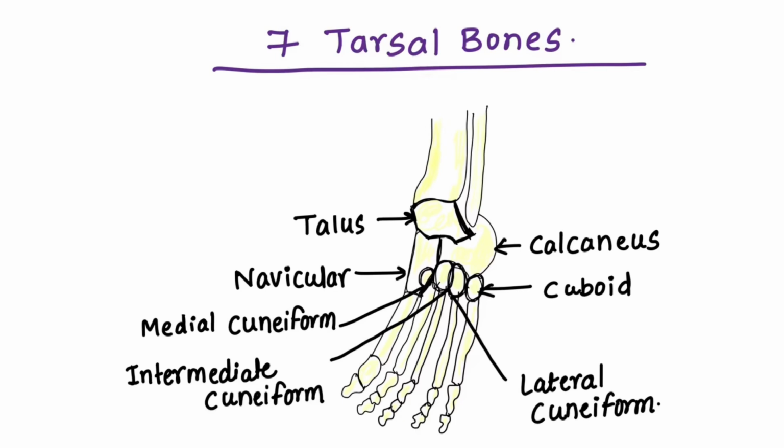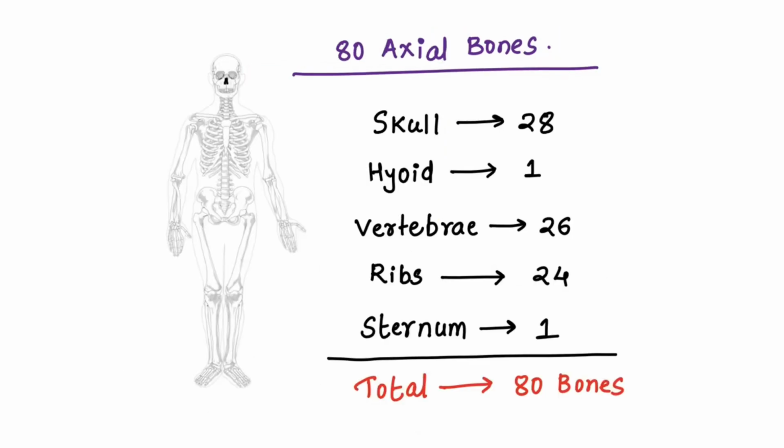I'll repeat again. Talus, calcaneus, navicular, cuboid, medial cuneiform, intermediate cuneiform and lateral cuneiform. So this was all about the bones of lower limbs.